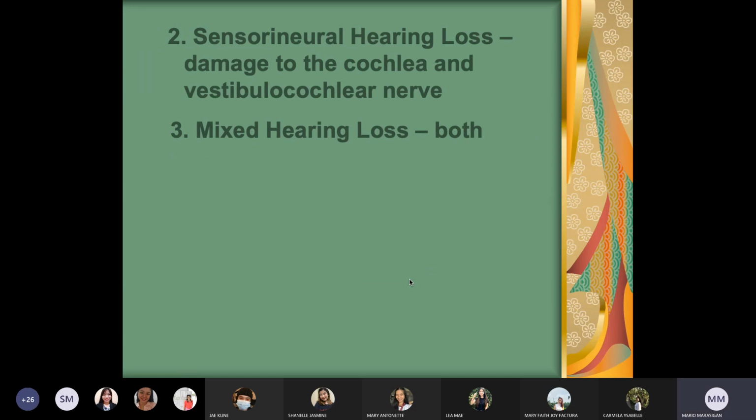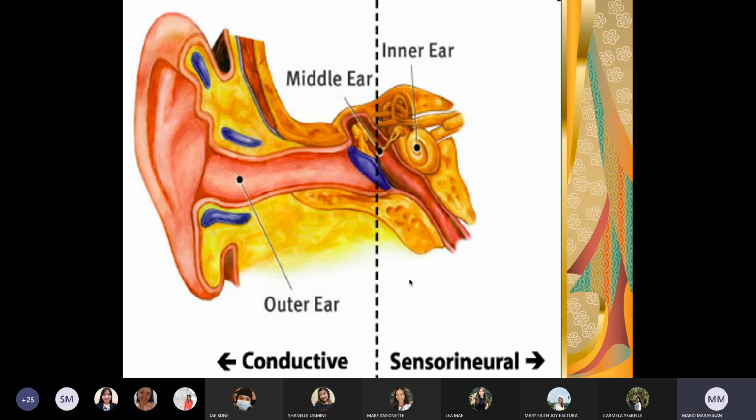The other type is sensory neural hearing loss. This time, the affected part is the inner ear. So the most common cause is damage in the cochlea, vestibular nerve. Okay. So if the patient has both conductive and sensory neural, then we call that mixed hearing loss. Okay.